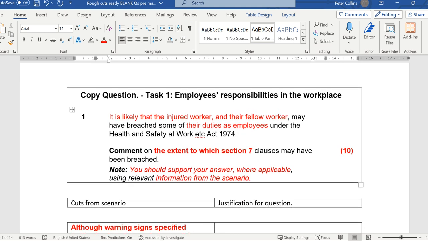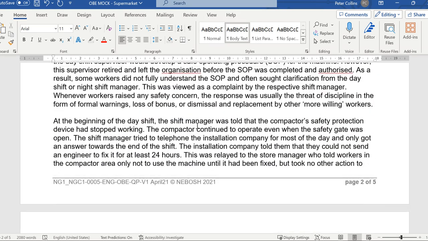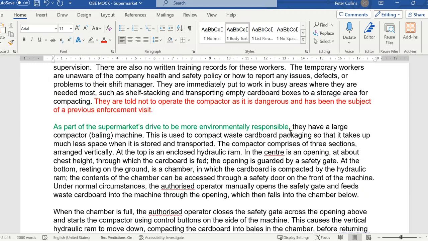So what I've done is I've gone into the scenario and I've selected a few parts here. One was they were told not to operate the compactor while it was dangerous and it had been subject to a previous enforcement visit. I then chose another one later down, around it was jammed, and then they went to reach inside to clear the jam, which again is a breach, putting themselves at risk. And then the one about signs as well. There were signs saying authorised workers only, and these guys were pretty much put to work.